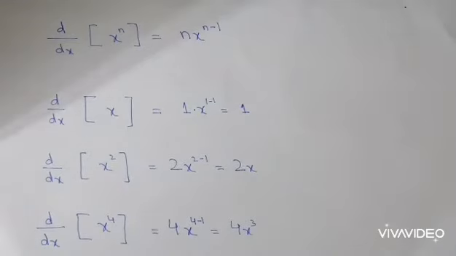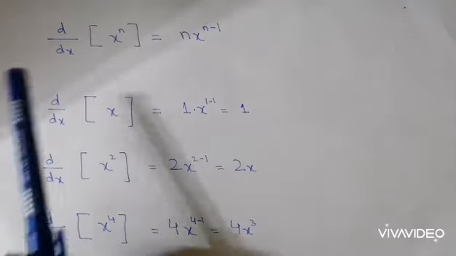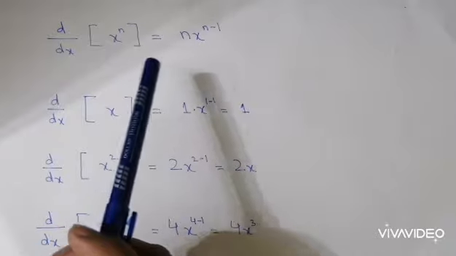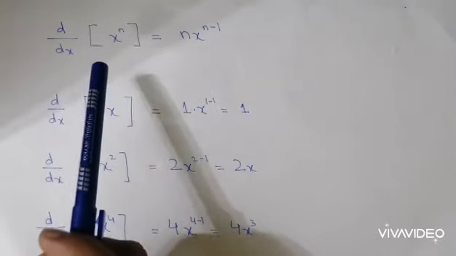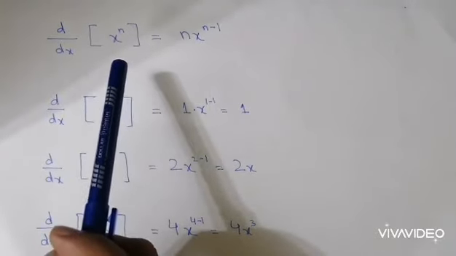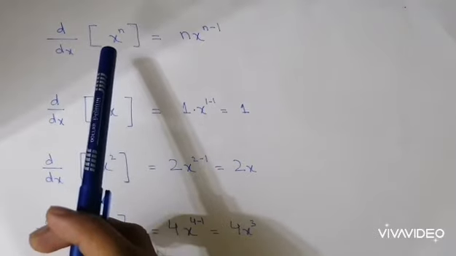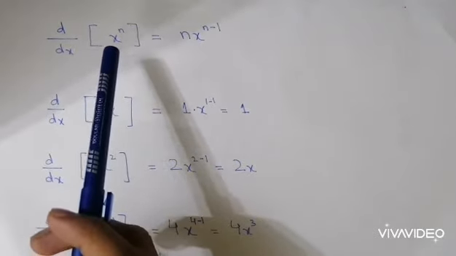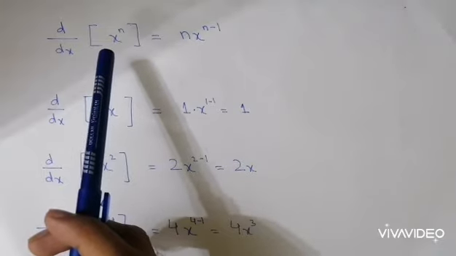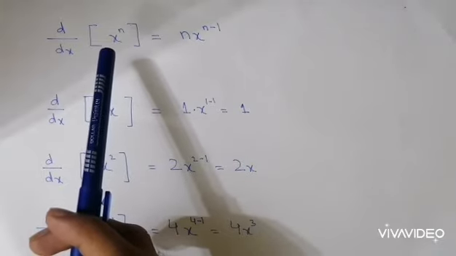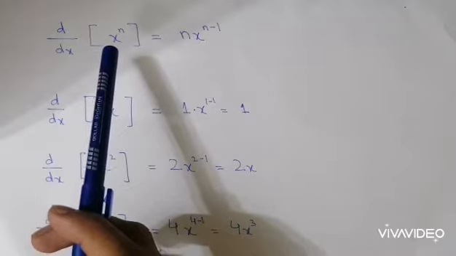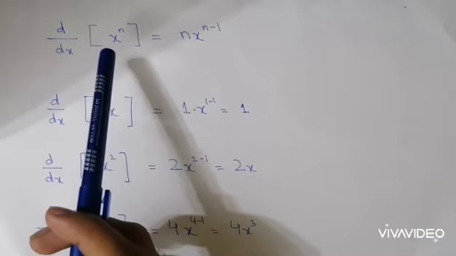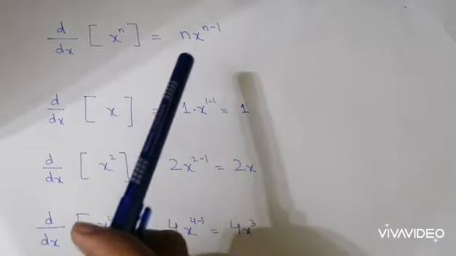Now here we will learn how to find the derivative of a variable raised to a constant power. This is the general form: the derivative of x power n will be equal to n multiplied by x power n minus 1. Here n is the constant, which will be multiplied with the variable, and in the end we subtract 1 from that power. So in this case, n multiplied by x power n minus 1.